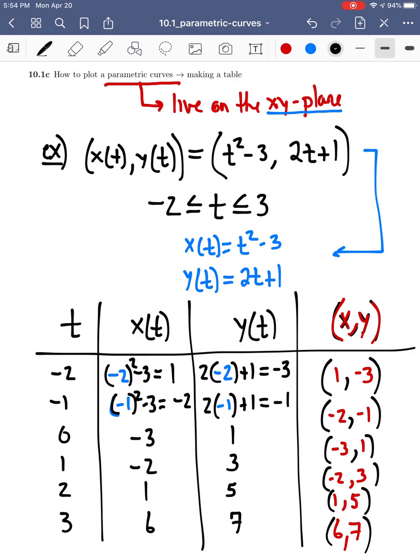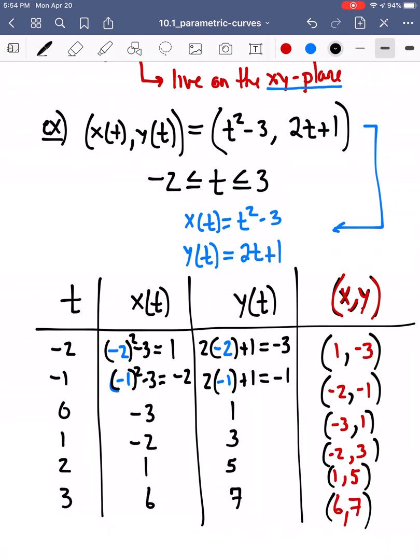So we have a list of points now, and we can go over to the xy plane to actually plot those. So let's do that next.